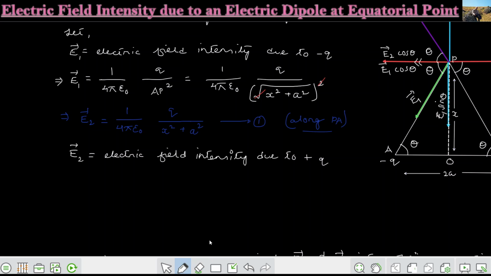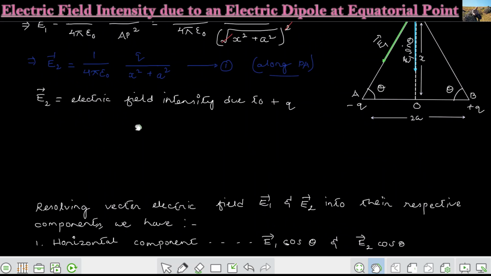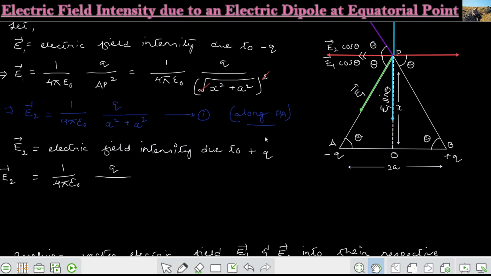Next, we will write the equation for the electric field intensity due to the plus charge. So what will be the electric field intensity due to the plus charge? This will be equal to 1 by 4 pi epsilon naught, then Q. What is the distance? Distance square of the point of the plus charge will be BP square. So over here you have to write BP whole thing square.